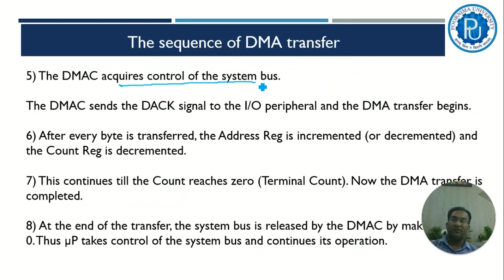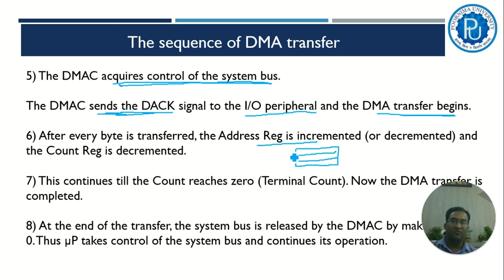The DMAC acquires control of the system bus. After getting control of the system bus, the DMAC will send the data acknowledgement signal to the peripheral and the DMA transfer begins. After every byte is transferred, the address register is incremented, because the program is going to run sequentially. So we are on this address, then we will go to this address, then this address. And the counter register will be decremented.